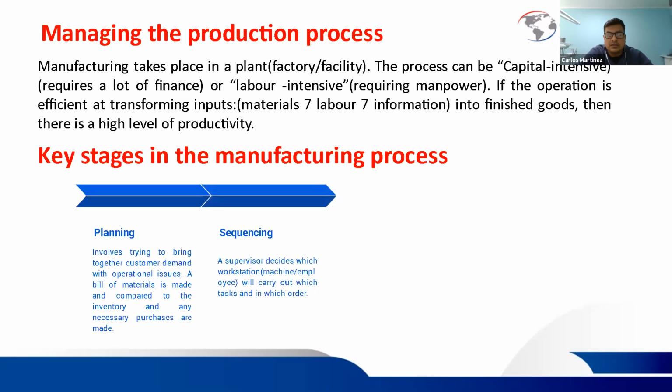The next stage is the sequencing. A supervisor decides which workstation, machine, or employee will carry out which task and in which order. So the supervisor will say, in this sequence, this person or this machine is going to take care of this process. The following process is going to be taken care of by this machine or this person, etc. The supervisor will decide who is going to do what and in what order, of course meeting efficiency standards. You want to do things quicker and at a lower cost, maintaining certain standards.